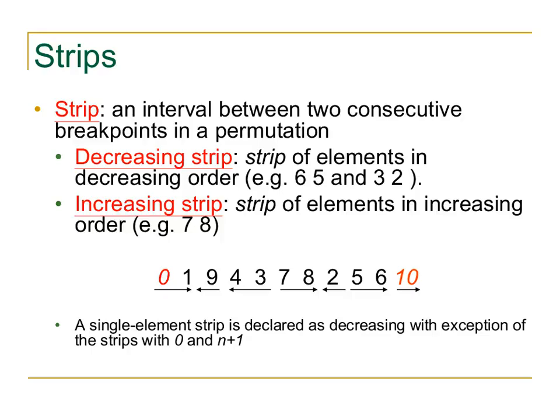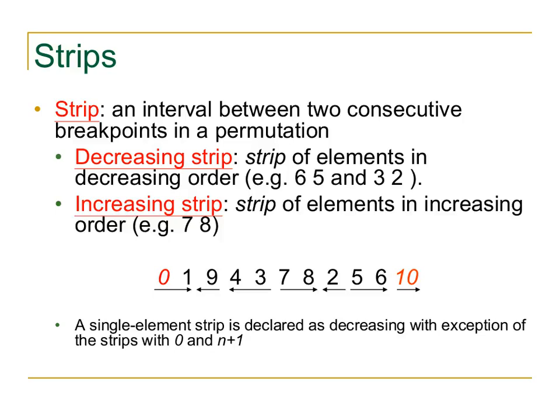Now, building on our discussion of breakpoints, let's introduce the notion of a strip, any interval between two consecutive breakpoints in a permutation. If the numbers in that interval descend, we call it a decreasing strip. For example, 6-5 or 3-2. If they ascend, it's an increasing strip, like 7-8.